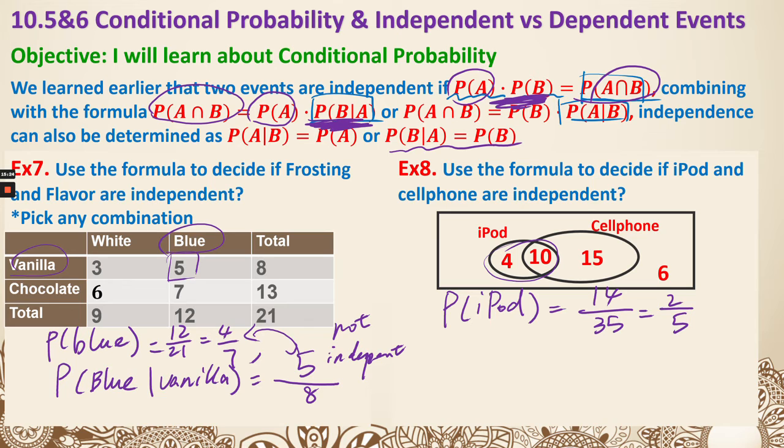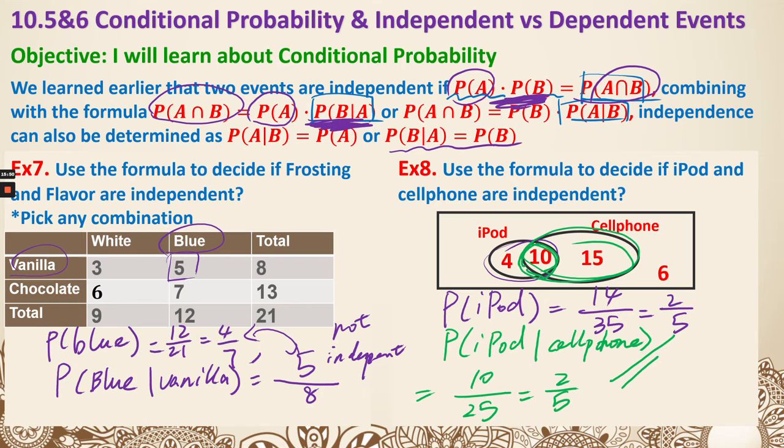The next one, since we want to check if they're independent, we are going to give it a condition. So let's say it's still iPod. The condition is you actually have a cell phone. So let's have a look. Cell phone is going to be right here, the 25, and out of these 25, only the overlapping part, the 10, belongs to iPod. So that simplifies to 2/5, which is actually the same. So independent. That's example 8.